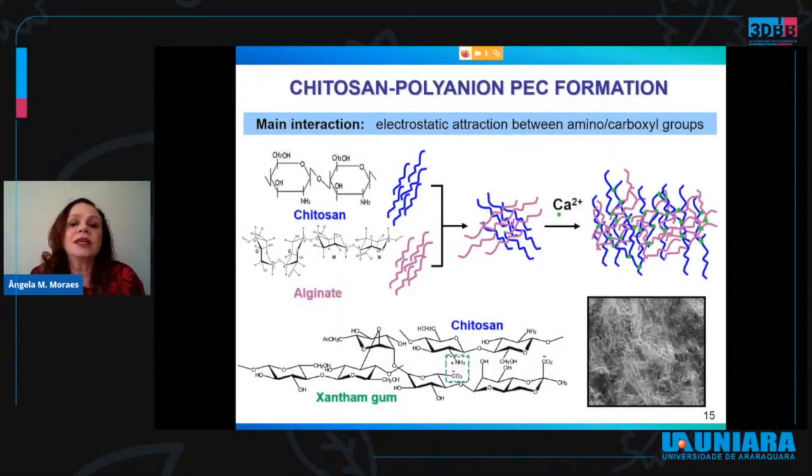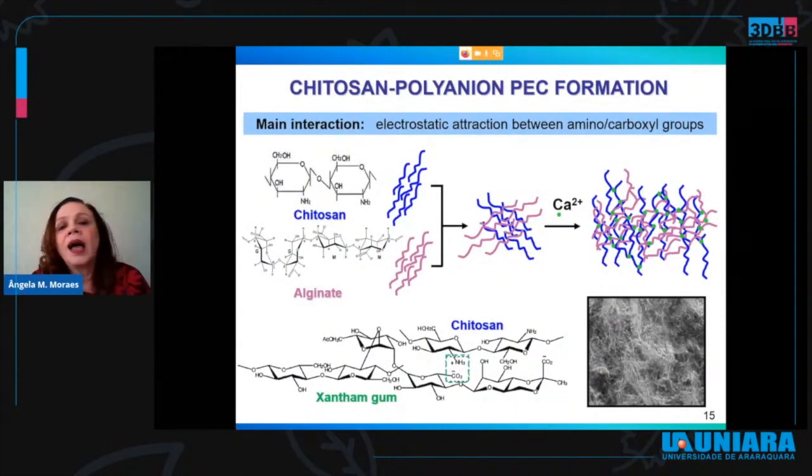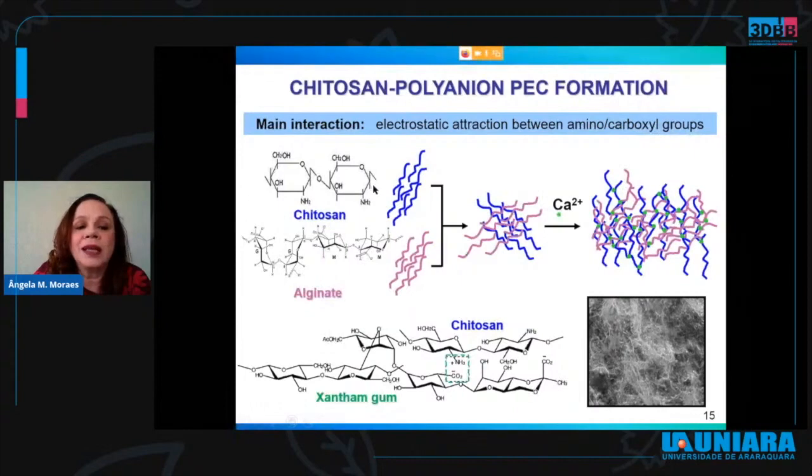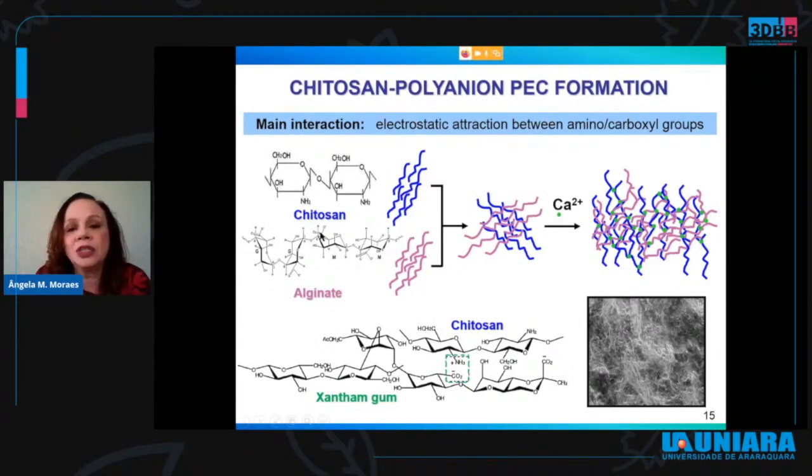So one of the first works that we have developed in my lab is focused on obtaining polyelectrolyte complexes, or PECs, in which we use chitosan as a polymer with a positive charge, depending on the pH, because of the amino groups. We then complex these positively charged polyelectrolytes with alginate, which can be a polyanion because it has many carboxyl groups in its composition.